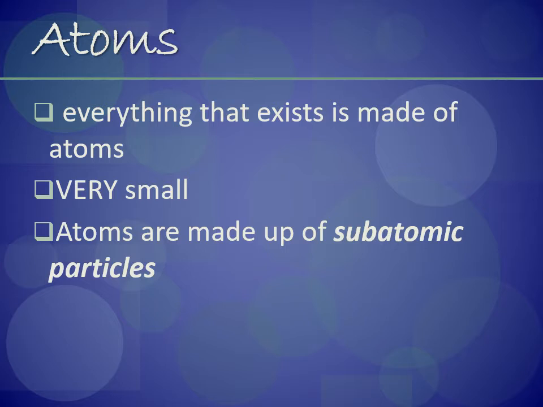Atoms are made up of subatomic particles. There are 3 of them. Okay, 3 parts. This just means an atom is made up of 3 parts. And today we're going to learn about those parts: the proton, the neutron, and the electron. Let me just show you a brief idea of what an atom looks like.